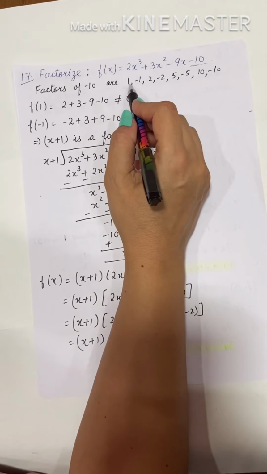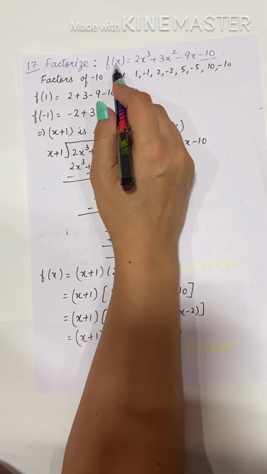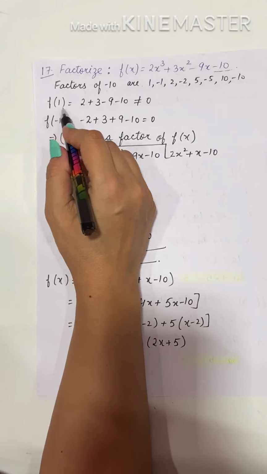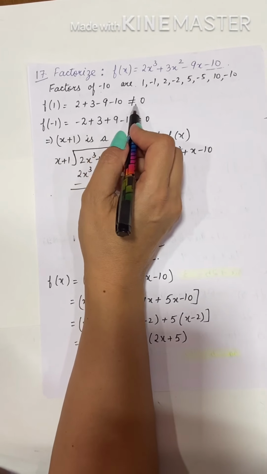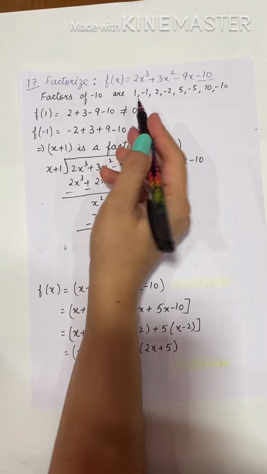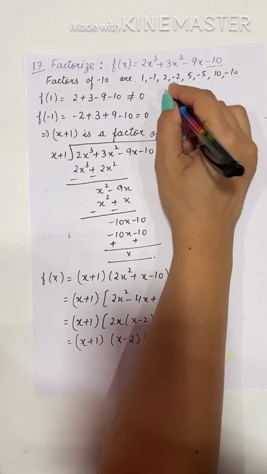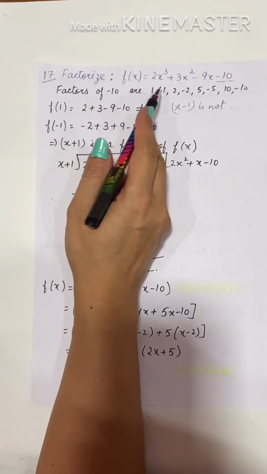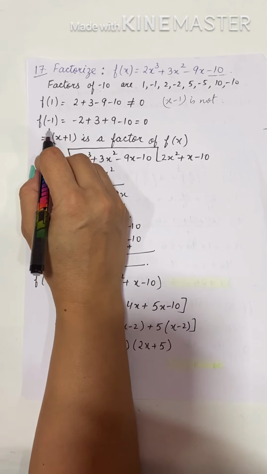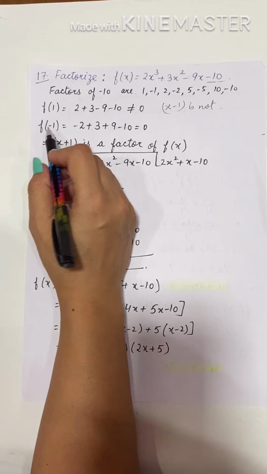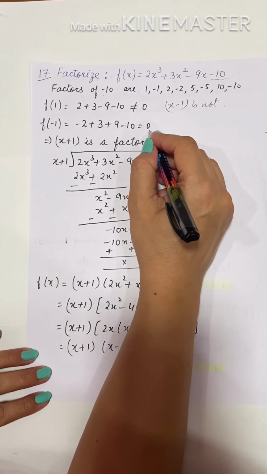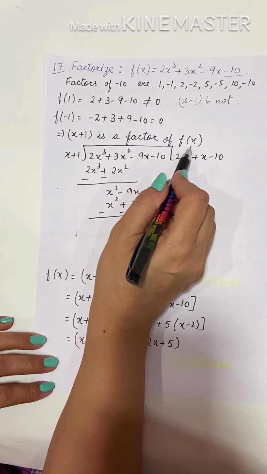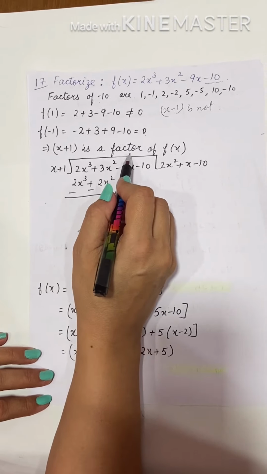Now for these factors, we are going to calculate the value of the given polynomial. We are starting with x equal to 1. So f of 1 is not coming to be equal to 0. That means x minus 1 is not a factor of the given polynomial. Next we are checking it for x equal to minus 1. So in this case f of minus 1 is coming to be 0. That means x plus 1 is a factor of f(x), right? So we have got the first factor of f(x).